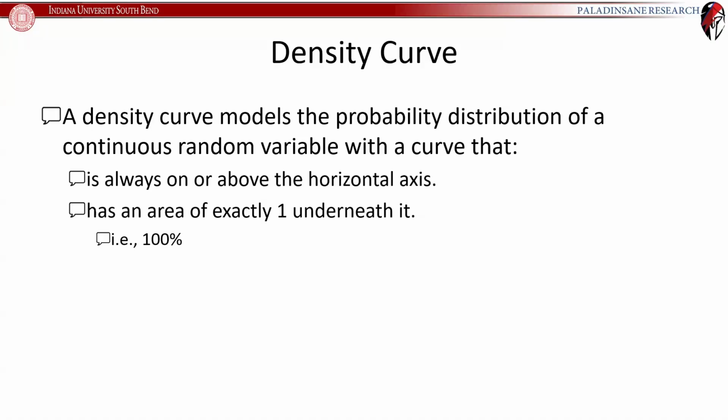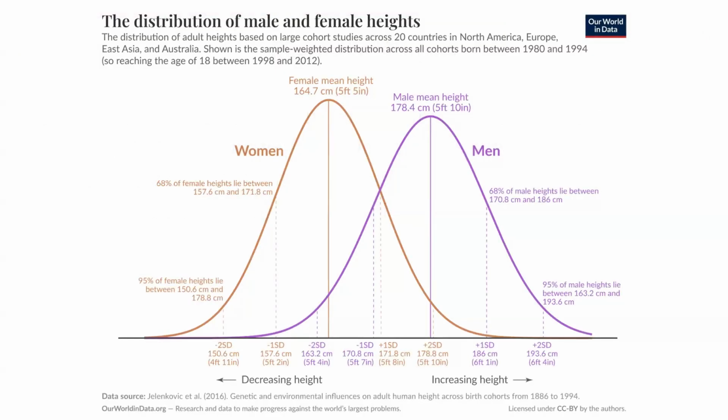So let's take a look at one of the more well-known density curves. We're going to look at the density curve for the continuous random variable of height. This is from the Our World in Data World Survey of Heights. And I'll read the caption there. It goes, the distribution of male and female heights. The distribution of adult heights based on large cohort studies across 20 countries in North America, Europe, East Asia, and Australia. And this is all the ages between 18 as of 1998 and 2012.